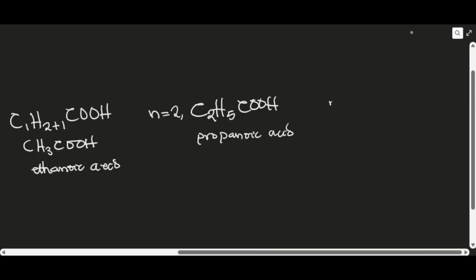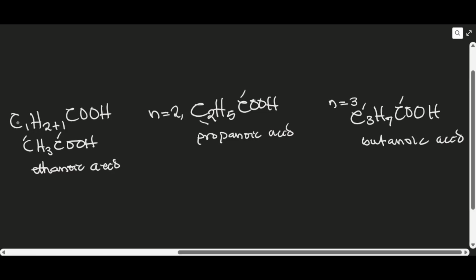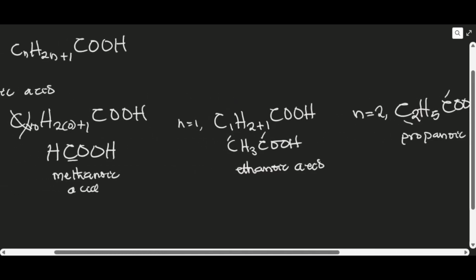And when n equals 3, that's going to be C3H7COOH. So we have 4 carbon atoms. Remember, 3 here and then 1 here, making 4. That is going to be butanoic acid. Here we have 3 carbon atoms. Remember, 2 here and then 1 here. Then we have propanoic acid. 1 here and 1 here, we have ethanoic acid, and just 1 carbon atom here, so we have methanoic acid.